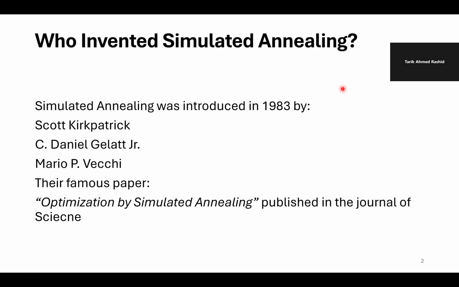Who invented simulated annealing? Well, simulated annealing was introduced or coined in 1983 by Scott Kirkpatrick, Daniel Gelatt, and Mario P. Vecchi. These three people had a famous paper. The title of the paper was Optimization by Simulated Annealing, published in the journal Science. That was in 1983.